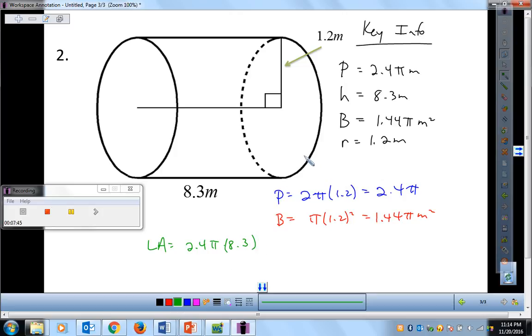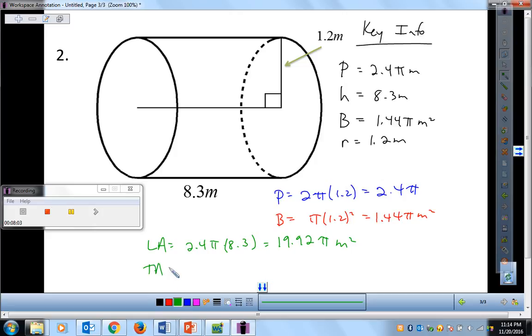Again, we're leaving pi in our answer, so we're not worried about multiplying that by the 3.14, which we sometimes have done for pi. So 2.4 pi times 8.3 is 19.92 pi meters squared.